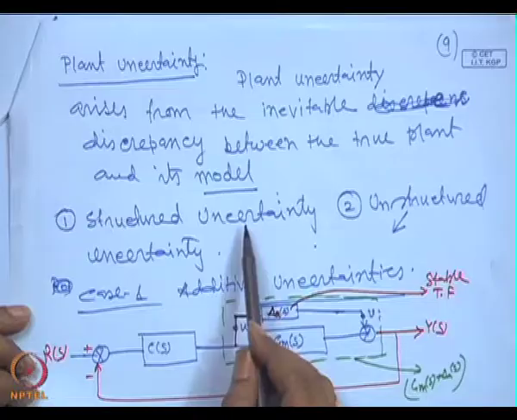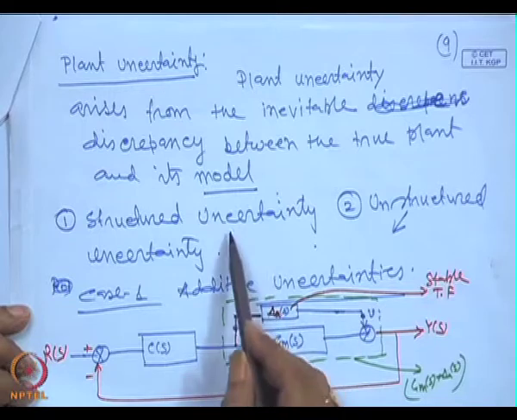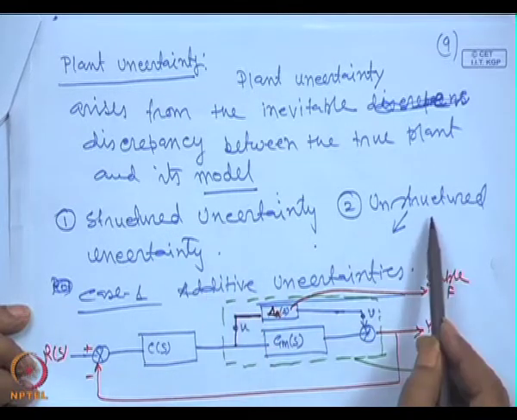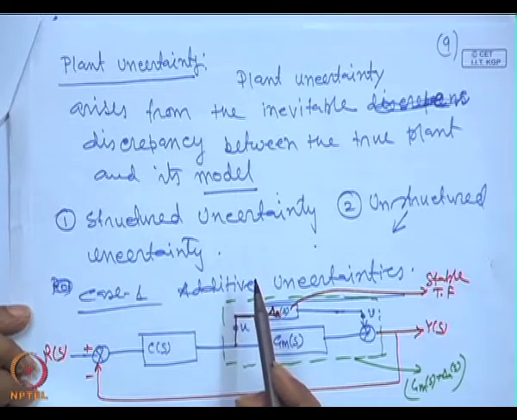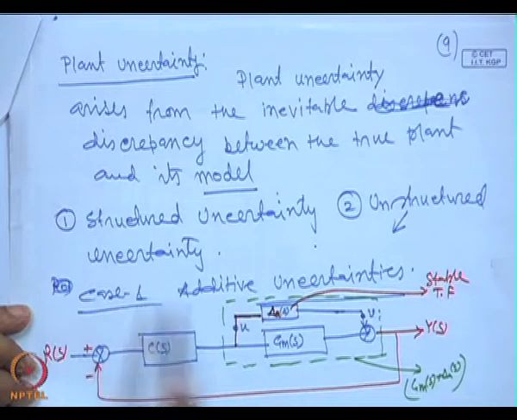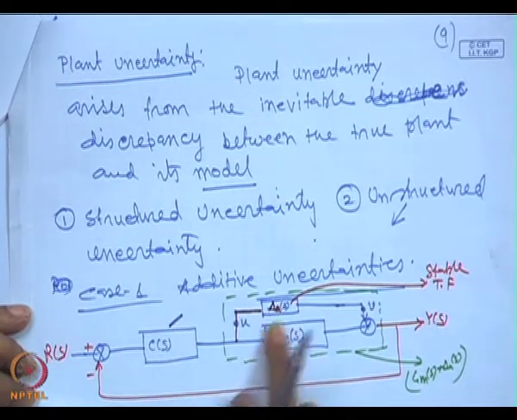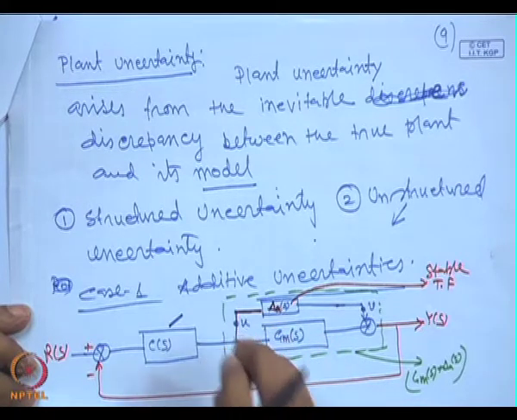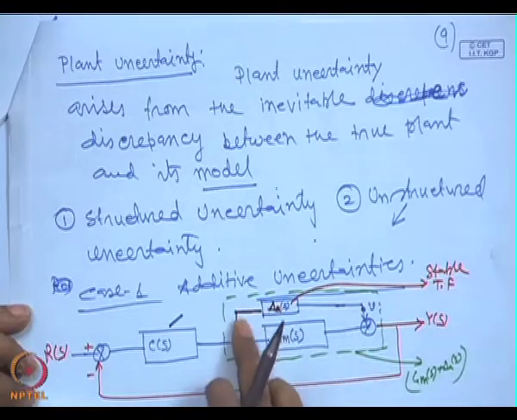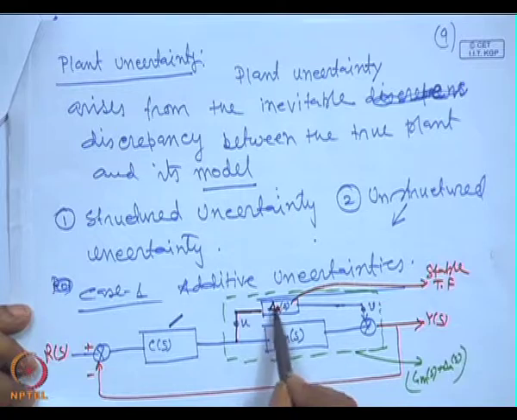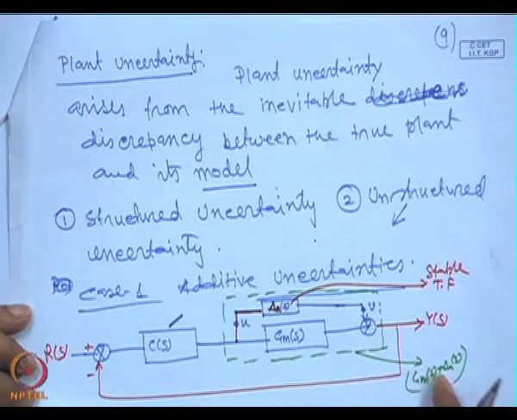We have 2 types of uncertainty involved in the plant model parameters: one is structured uncertainty, another is unstructured uncertainty. Last class we discussed case 1, the additive uncertainty. We have a controller and the plant model, and we assume there is a discrepancy between the plant model and the actual plant, which is compensated with an additive perturbation delta A, connected in parallel to G m. The transfer function is G m of s plus delta A of s, where A stands for additive perturbation.